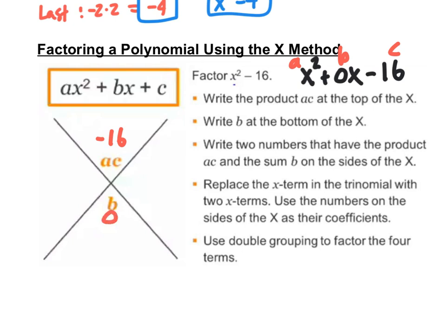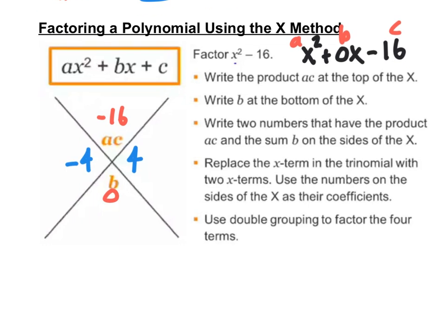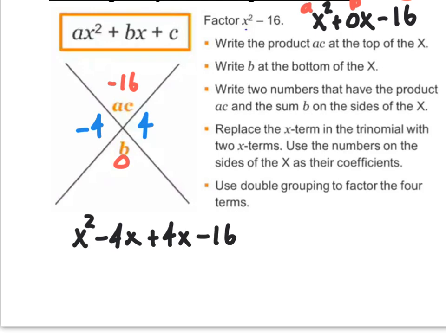So I want to find two numbers where they multiply to negative 16, but they add to 0. And those two numbers are negative 4 and positive 4. So what I'm going to do is split this middle term up and rewrite this as x squared, minus 4x, plus 4x, minus 16. And what I want to do now is double group this, and group this any way we can, so do the double grouping.